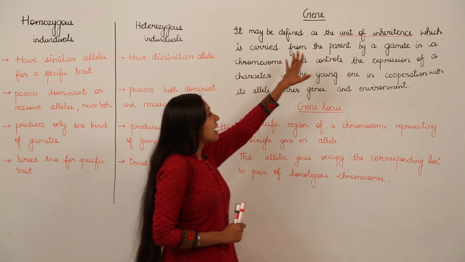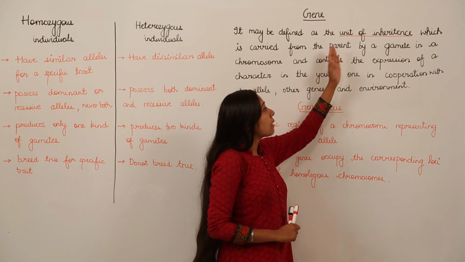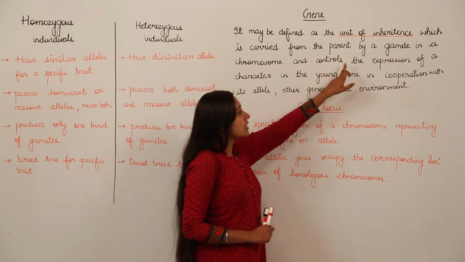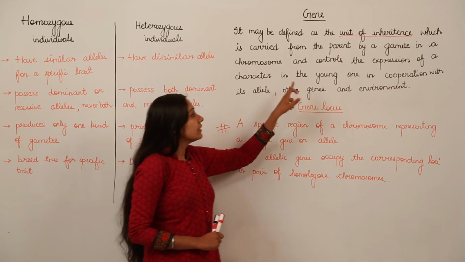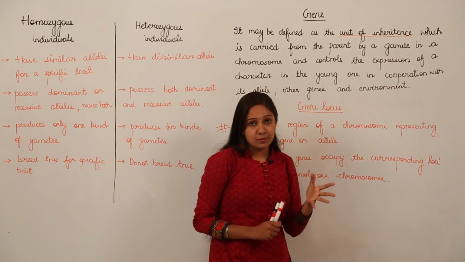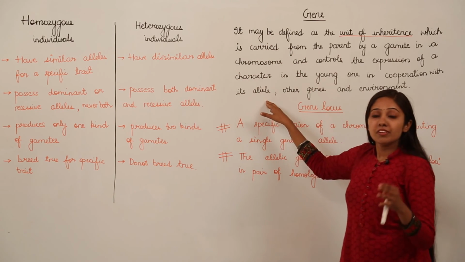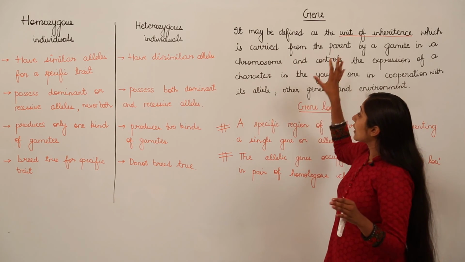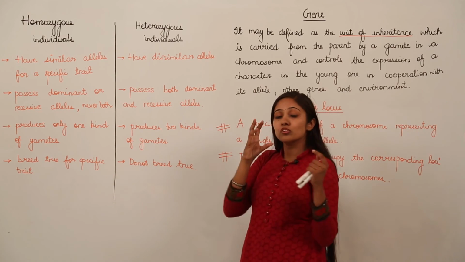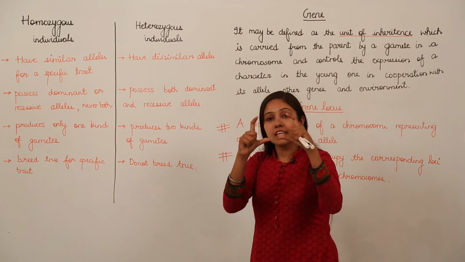Gene may be defined as a unit of inheritance which is carried from the parent by a gamete in a chromosome and controls the expression of a character in the young one in cooperation with its allele, other genes and environment. But now, before giving this whole definition, we will be discussing the structure of chromosome. You know, we have chromosomes, and in those chromosomes we have DNA. What is a gene? Gene is a segment of DNA.